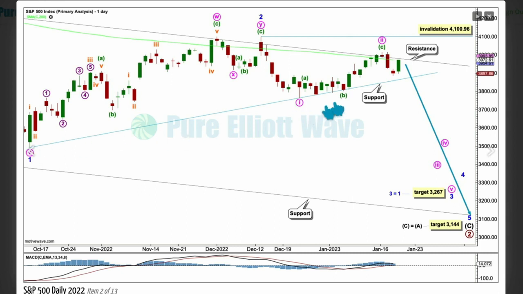I've added this support line here to this bullish wave count on the daily chart from this low to this low. This is the line that's providing support for the last few weeks. Price is now squeezed below resistance and above support. There should be a breakout next week.